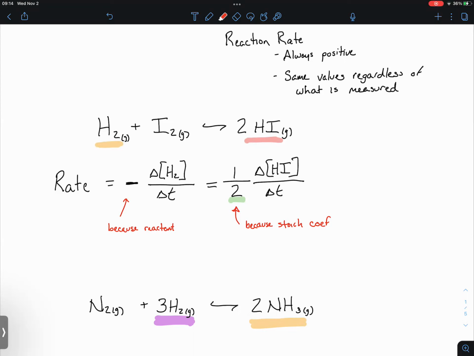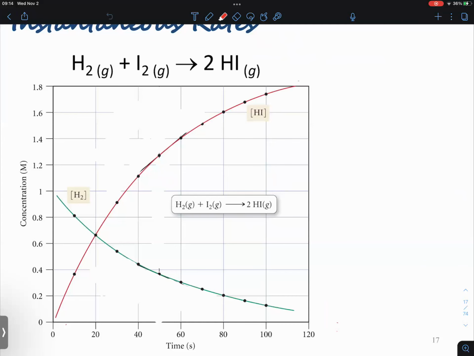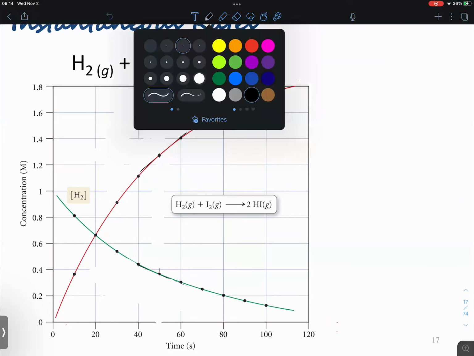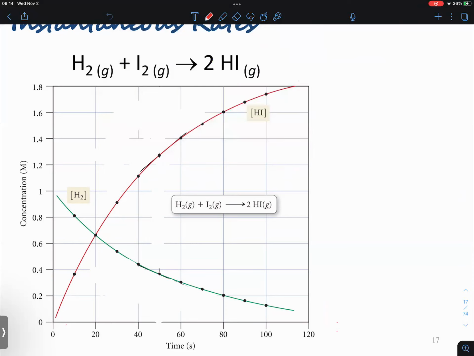And so what we would get if we took this data is a plot that looks like this. This is the same reaction, hydrogen gas plus iodine yields hydroiodic acid. What we see here is that I monitored the change in hydroiodic acid concentration over time. That's that red curve that's increasing, as well as you can monitor the change in the hydrogen gas over time, and that's that green line that's decreasing.